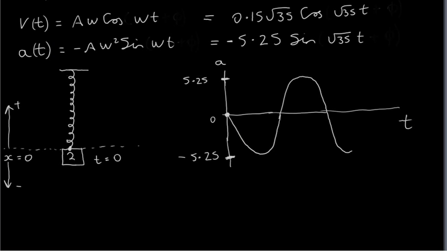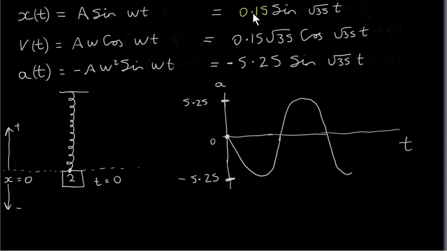I should have mentioned that the period of all these functions, x of t, v of t, and a of t, is the same. The period is 2 pi over the square root of 35. See, we have the same coefficient of t in each function.